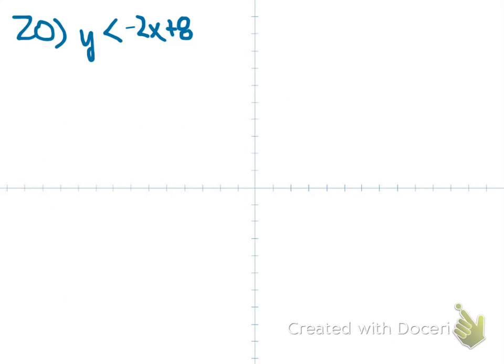Okay, here we have y is less than negative 2x plus 8. Again, looking at the inequality, I should be seeing a broken line that is shaded below. Notice I'm deciding this before I even start trying to worry about the graph.